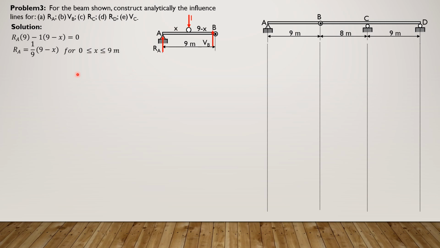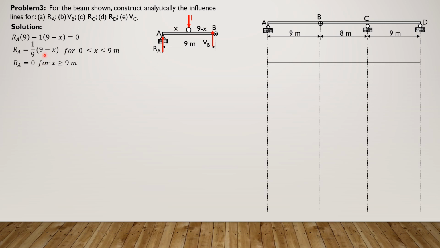Then when X is more than 9, the unit load is now moving from B to D. The unit load is no longer here. Then if you sum up moment about B, we have RA times nothing equals 0. So that means RA is 0 for X greater than or equal to 9 meters. So we can easily construct it.